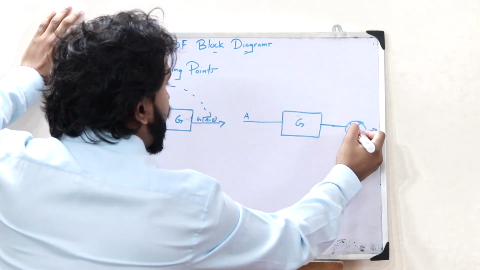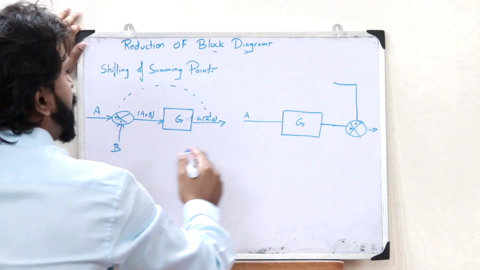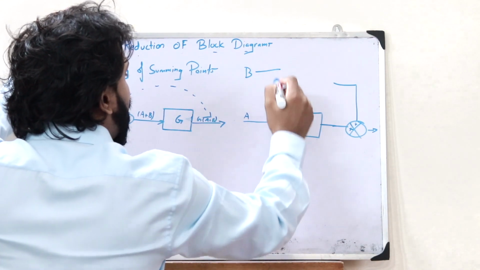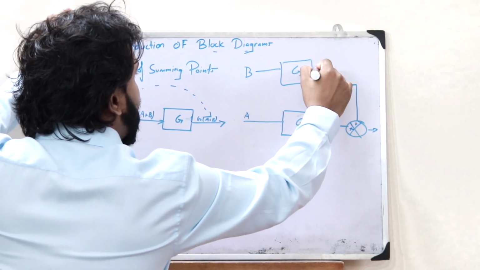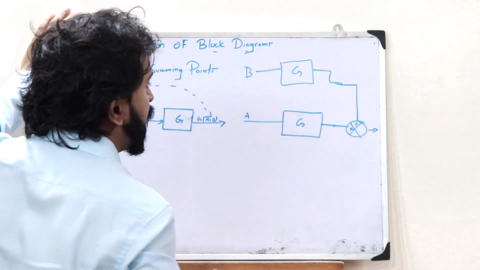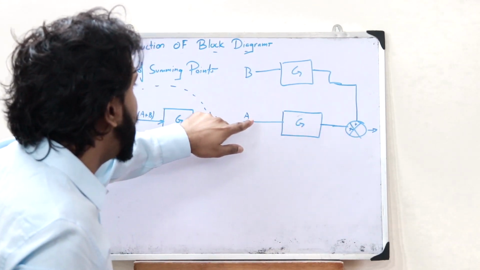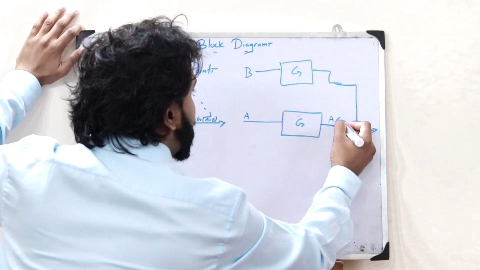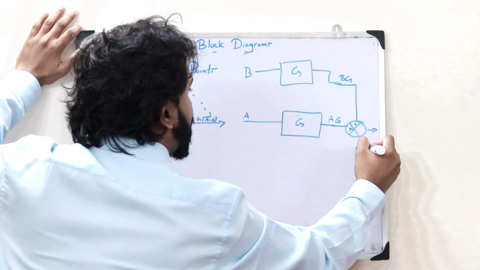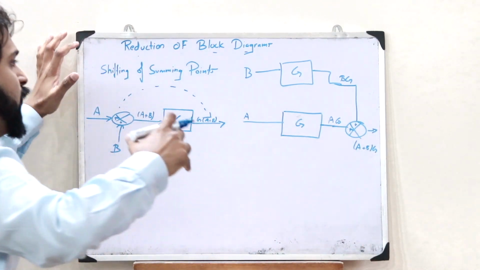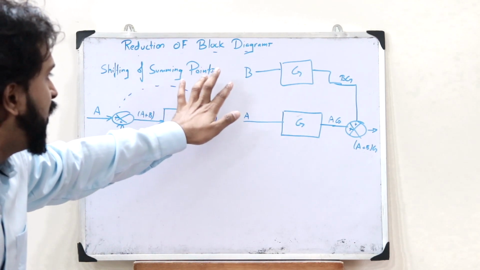Here we have A, and this input B is now passed through the same block G, and it is fed over here to this adding point. So the output would now be equal to A into G plus B into G, which is equal to A plus B into G. This is simply how we shift a summing point ahead of a block.